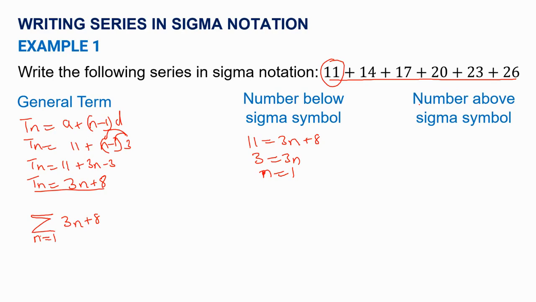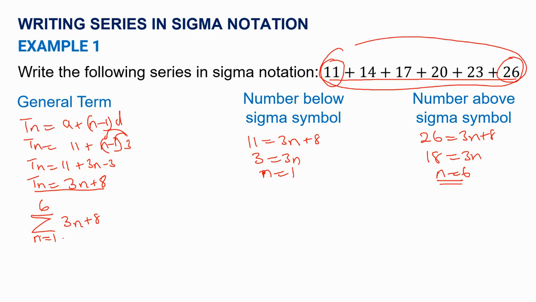And then the number above the sigma symbol will come from our last term. So 26 is equal to 3n plus 8. Subtract 8 from both sides of the equation. What do you get? 18 is equal to 3n, meaning that n is equal to 6. So the number above the sigma symbol is 6. So we have written this series in sigma notation.